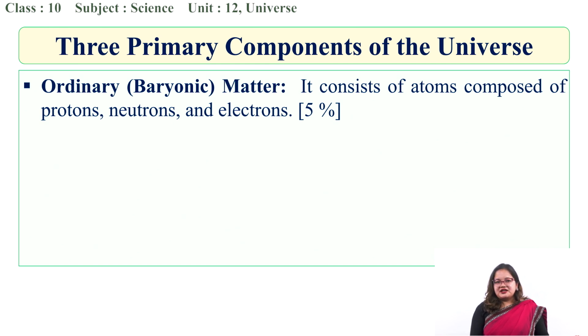So only 5% of the entire universe is filled up with ordinary matter. Means we are still unable to visualize the other portion or other percentage of the universe. So 5% of the ordinary matter occupies the total of the universe.